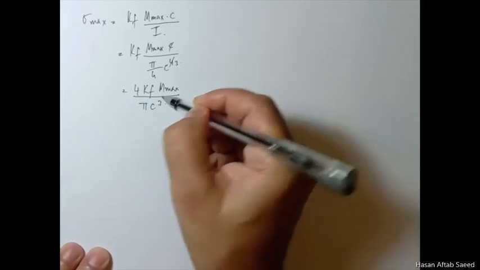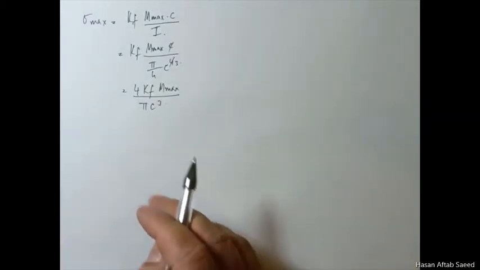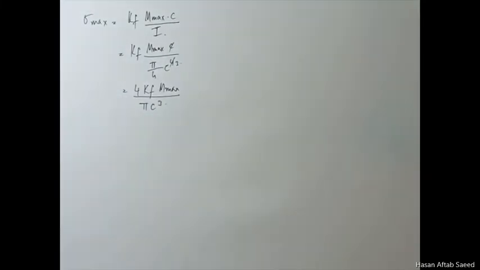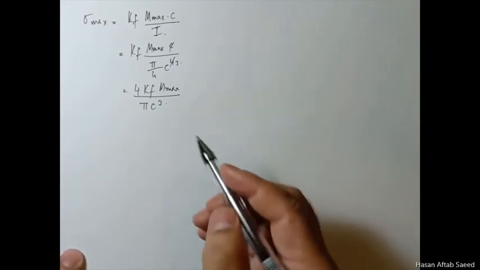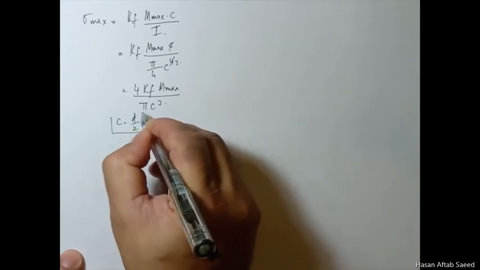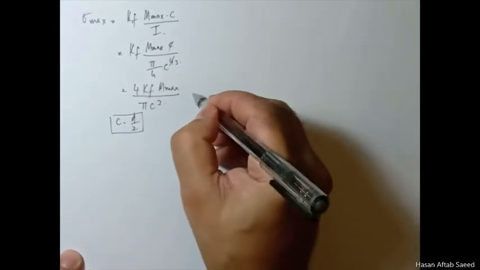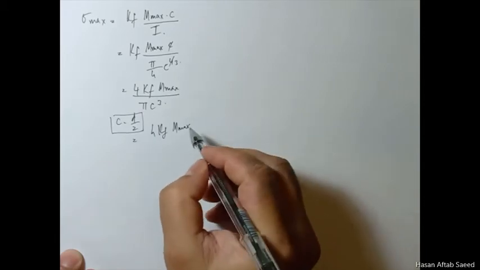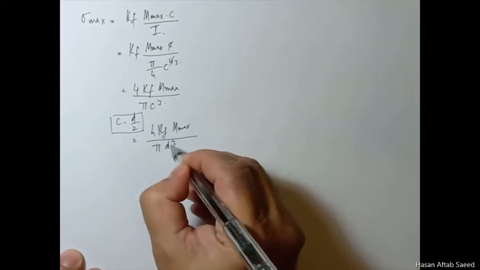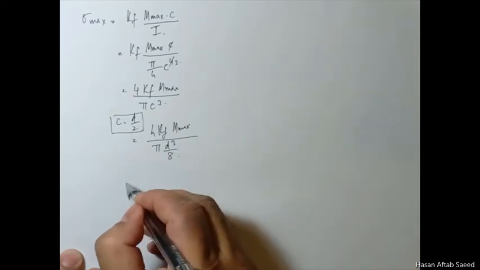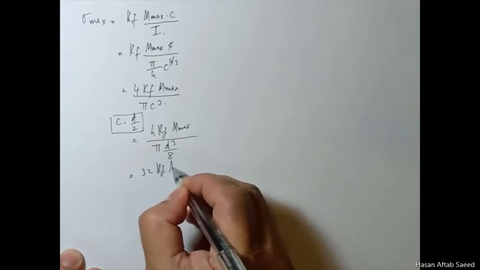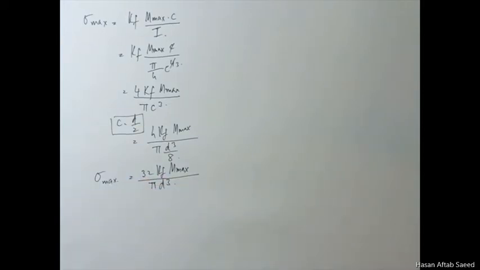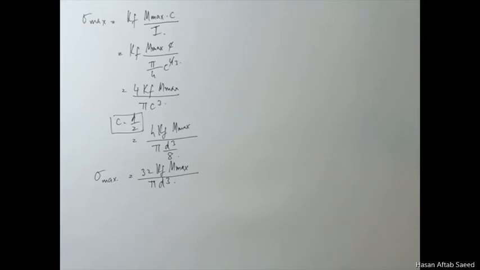Now you can use this expression too, but since we are given diameter, let's convert this into diameter. It doesn't matter, it depends on how you like to do these things. If c is equal to d over 2, so radius is half of the diameter, you can put the value in, and with further simplification, 32 Kf M max over pi d cubed. This is sigma max. So now we just need to make two comparisons, that's all.